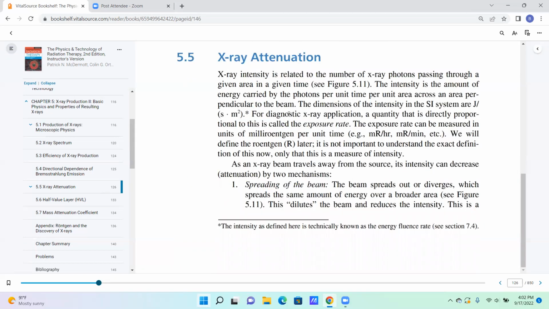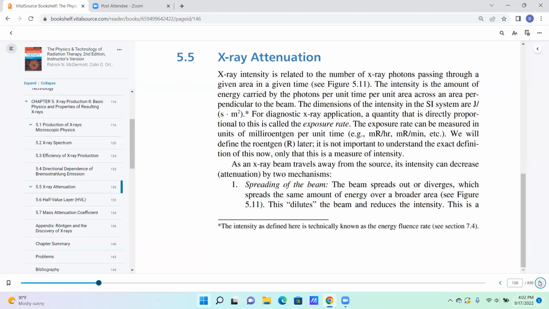So how is an X-ray beam attenuated, and how do we measure that? For a diagnostic X-ray application, a quantity that is directly proportional to the intensity is going to be called the exposure rate. Exposure rate is milliroentgens per hour, minute, what have you. And we'll get to what a Roentgen is later. So as an X-ray beam travels away from the source, its intensity can decrease by two particular mechanisms.